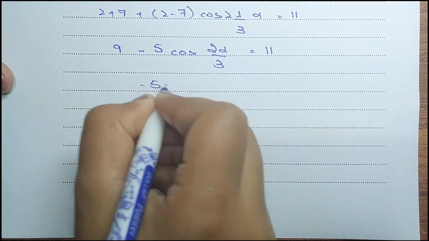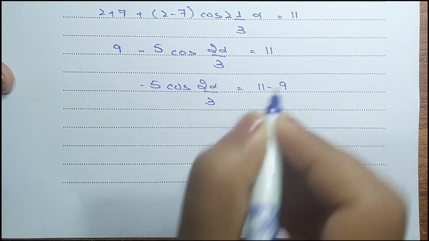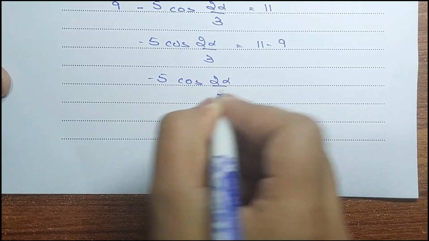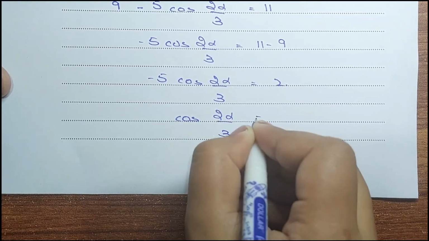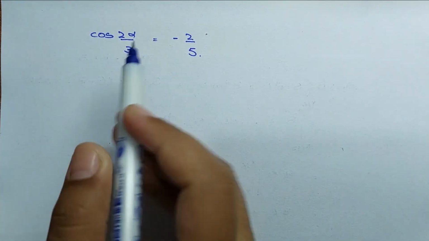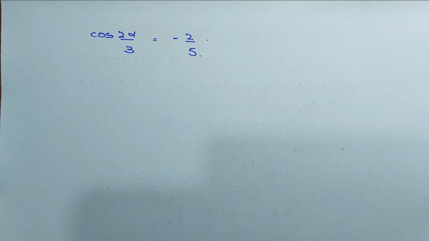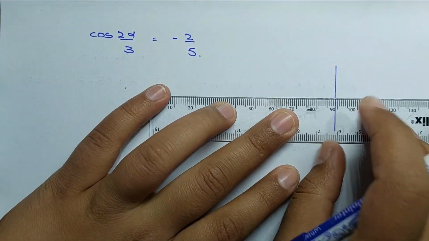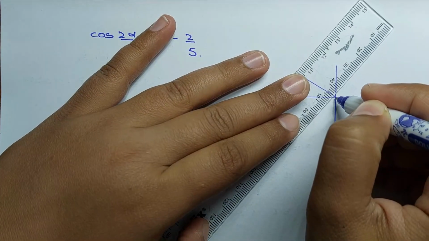All right, minus 5 cos 2 alpha over 3 equals 11, take away 9, that is 2. So minus 5 cos 2 alpha over 3 would be equal to 2. So cos 2 alpha over 3 would be negative 2 by 5. Okay, so cos of 2 alpha over 3 is minus 2 by 5. So cos is negative in the second and third quadrant. So basically we have to find this angle. Let me show you. Cos is negative in this second quadrant and in the third quadrant.